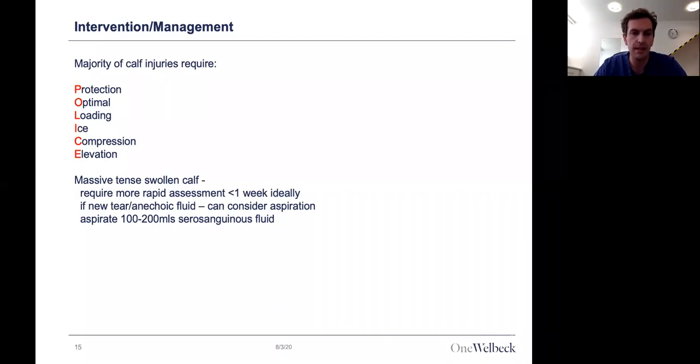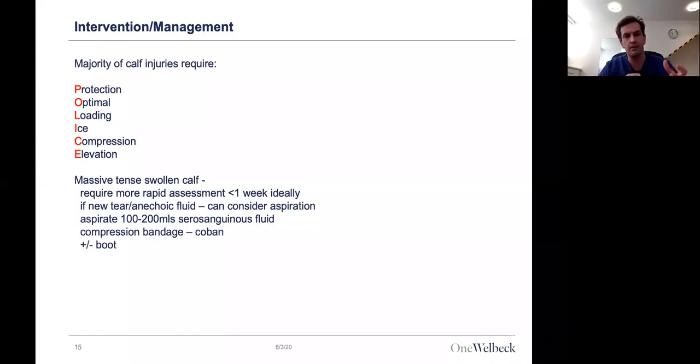The reason being that if they have a tear like the one that we've seen on the previous slide, where there is a large volume of fluid seen in the interface between the gastrocnemius and soleus, then we would argue that it's worth seeing them quickly and considering aspirating. And in these individuals, we can get up to 100 to 200 mils of serosanguinous fluid that we can aspirate. And you can imagine the relief in someone who's got a very painful, tight, swollen calf. That is particularly useful and gives them immediate symptomatic relief.